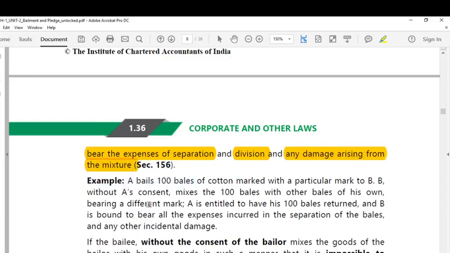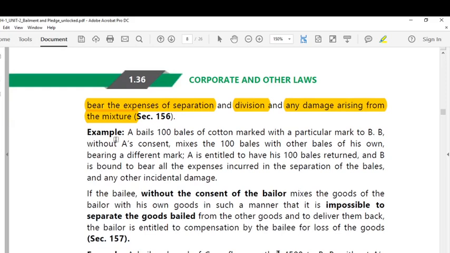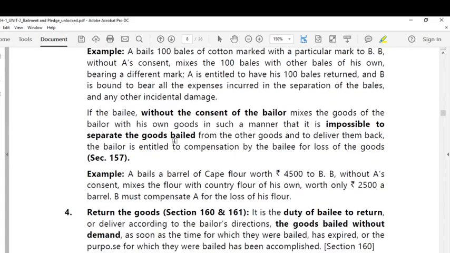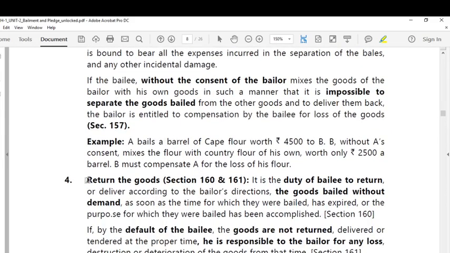As and when the bailee mixes the goods under bailment with his own goods, if he does not obtain the consent of the bailor before mixing, then for making them separate, or for any damage that happens to the goods under the bailment, everything should be borne by the bailee only. It is the duty of the bailee. The following example will also explain that particular concept better if you go through it while reading the course content.